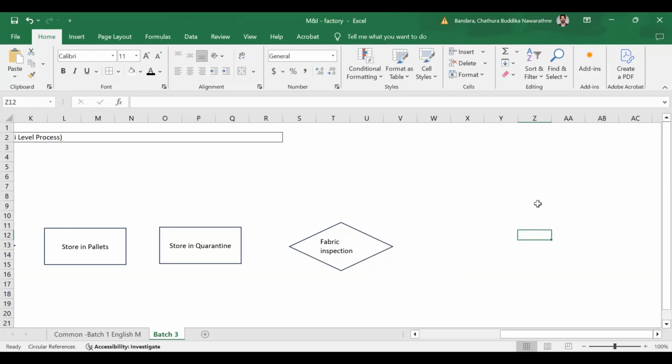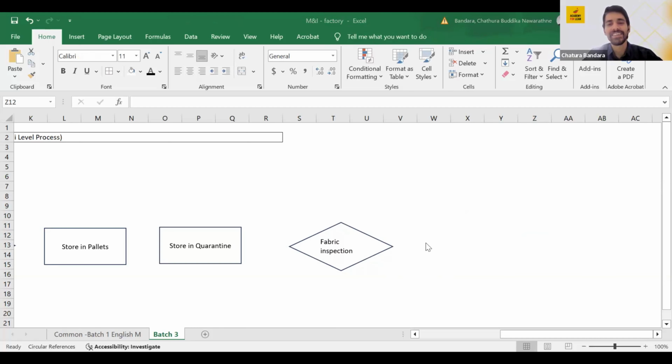100% they will allocate sticker A, B, C based on the grouping. Example, now I'm stopping. So what should be the symbol that goes here? Is it a square or a diamond? Allocate, for that process.